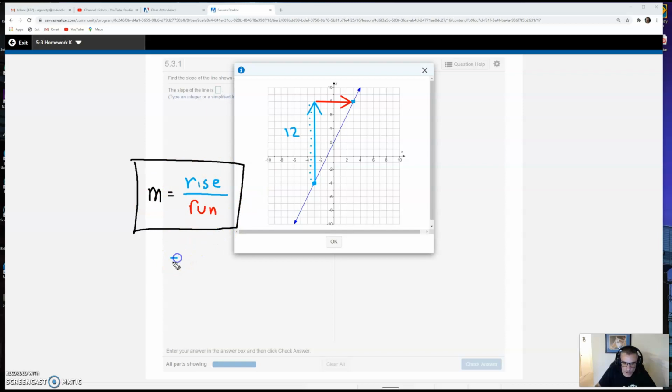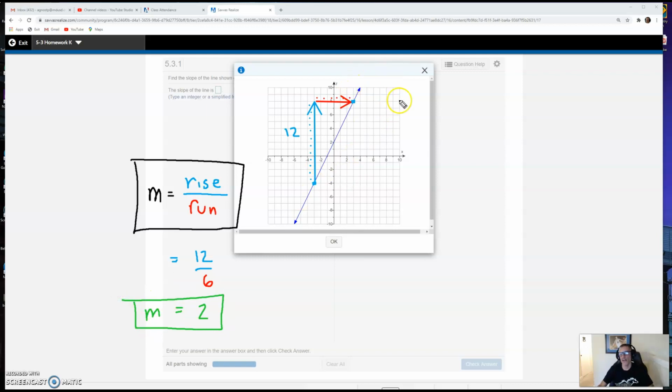So using this formula here, the rise is 12, and I have to divide that by how much I went to the right. I went 1, 2, 3, 4, 5, 6. So the slope of this line is 12 over 6. Now, of course, anytime you have a fraction, we have to simplify it. Remember, a fraction is just a division problem. So this means 12 divided by 6. So the slope of this line is equal to 2.